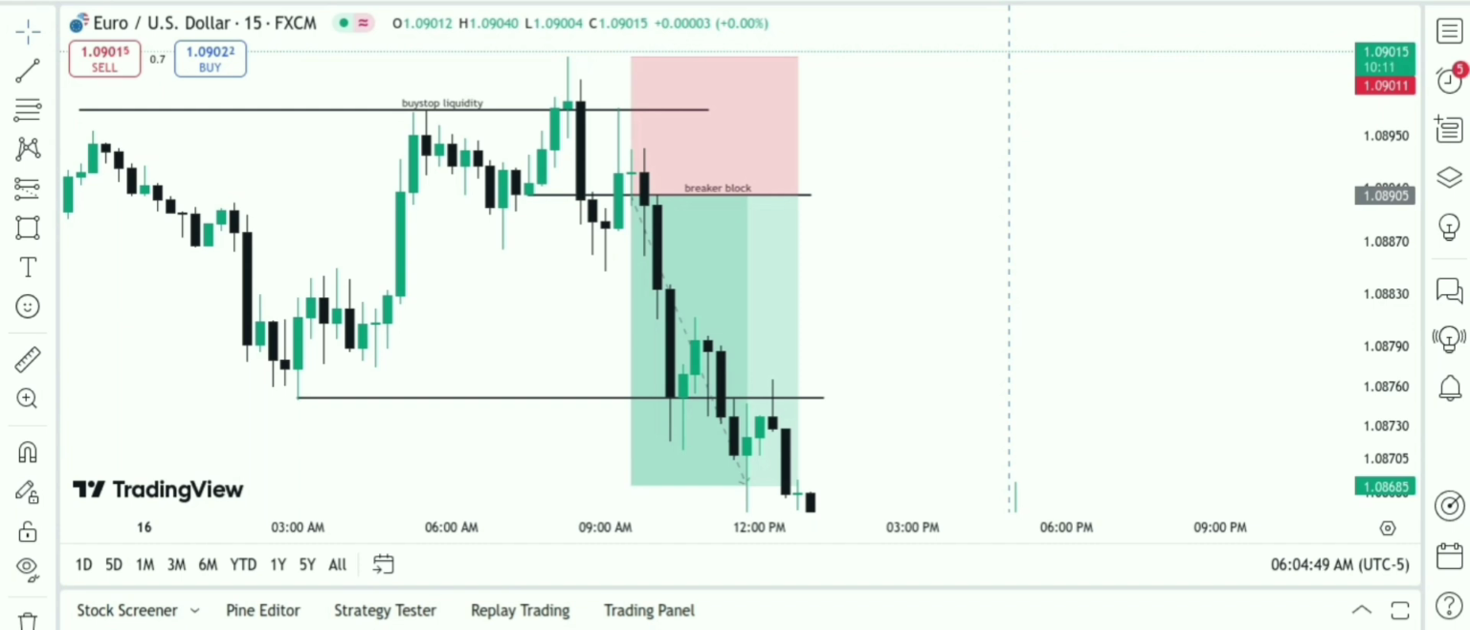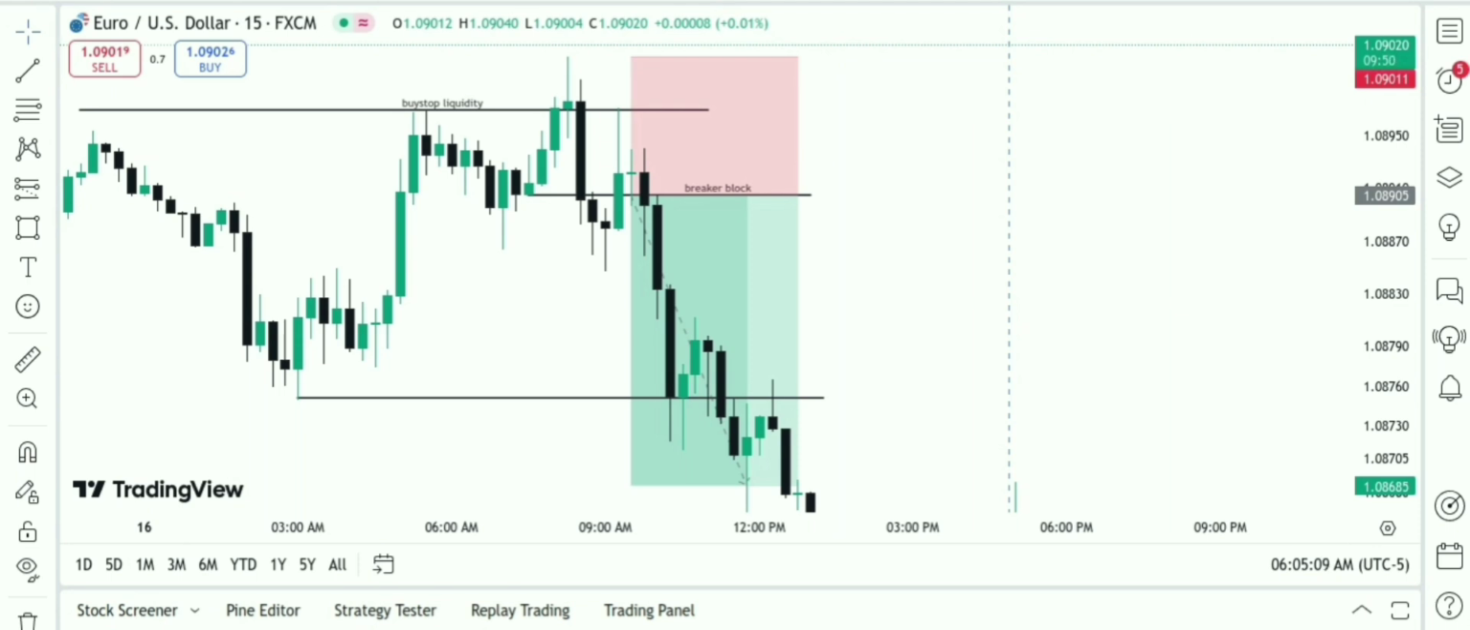This is another example of what I'm trying to teach you guys. You can see the same thing repeating itself. The market took the buy side liquidity, broke its market structure, and retraced back to the breaker block. This is the place where we anticipate a move to the downside.